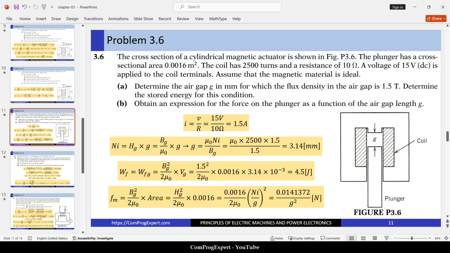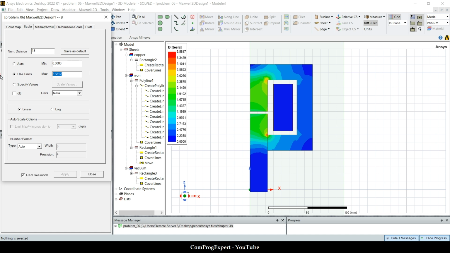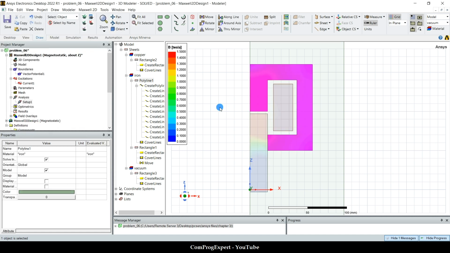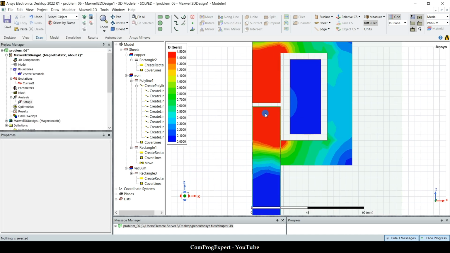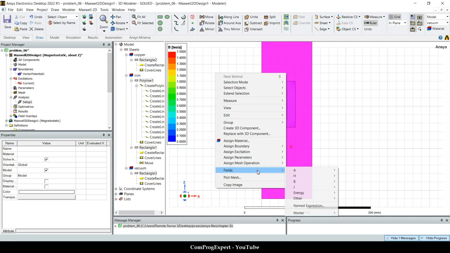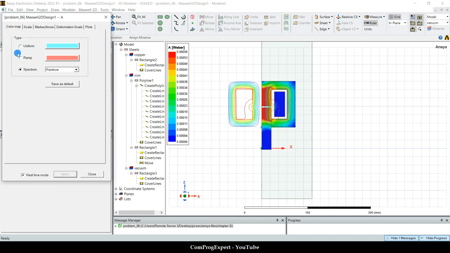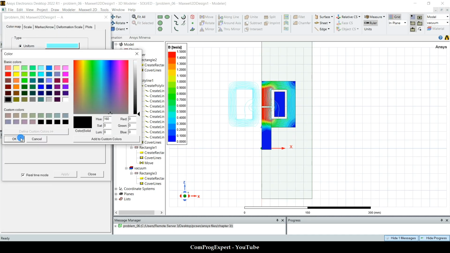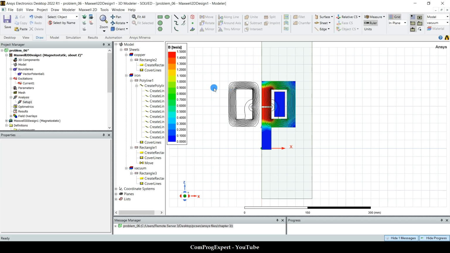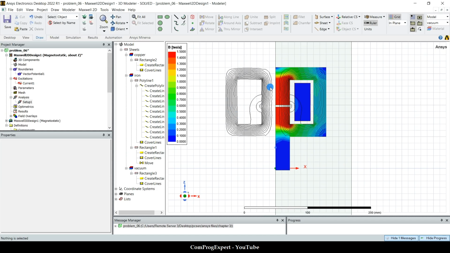So here the magnitude is 1.5 Tesla. Let's set the scale to 1.5. As you can see here, in the air gap we have 1.5 Tesla, and you can select all objects again to plot blocks, lines. Due to symmetry, you don't need to generate this part. This part is calculated by ANSYS Maxwell.